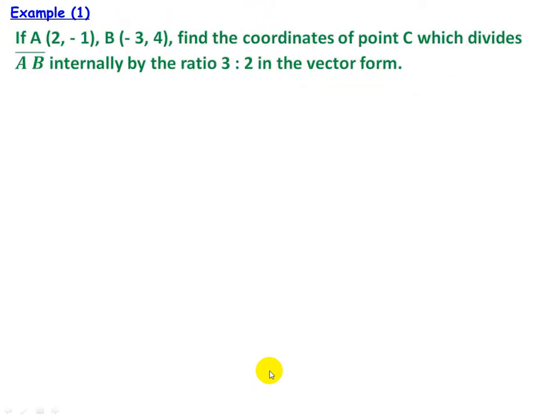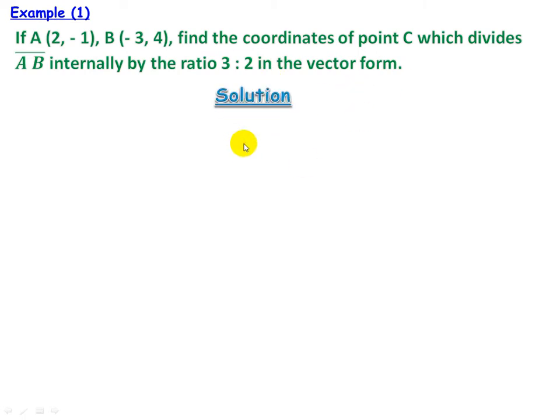Now let's take some examples. Example number 1. If A equals (2, -1), B equals (-3, 4), find the coordinates of the point C, which divides line segment AB internally by the ratio 3 to 2 in the vector form.